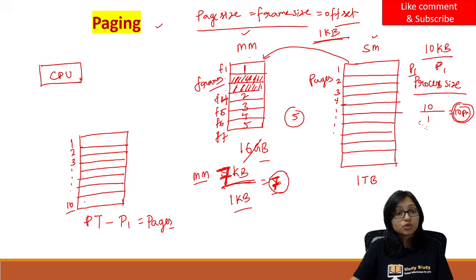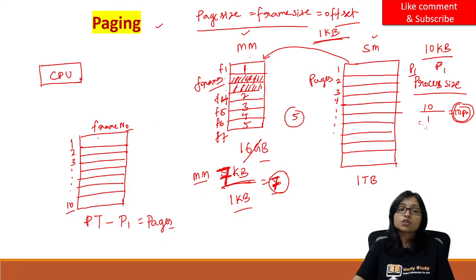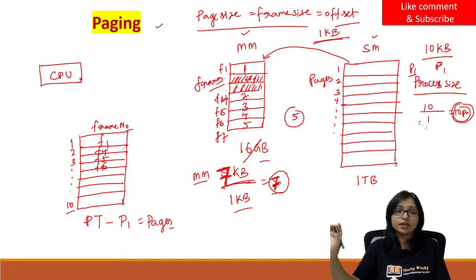Now, outside there are 10 entries, meaning it is indexed 1 to 10. Now, inside what will I store? Inside I will store the frame number. So, page number 1 was stored in frame number 1. Page number 2 was stored in frame number 4. Page number 3 in frame number 5. Page number 4 in frame number 6 and so on. In that way it will come.